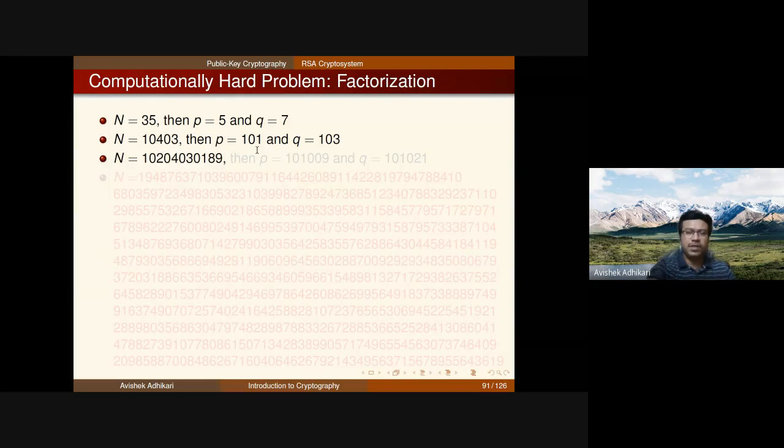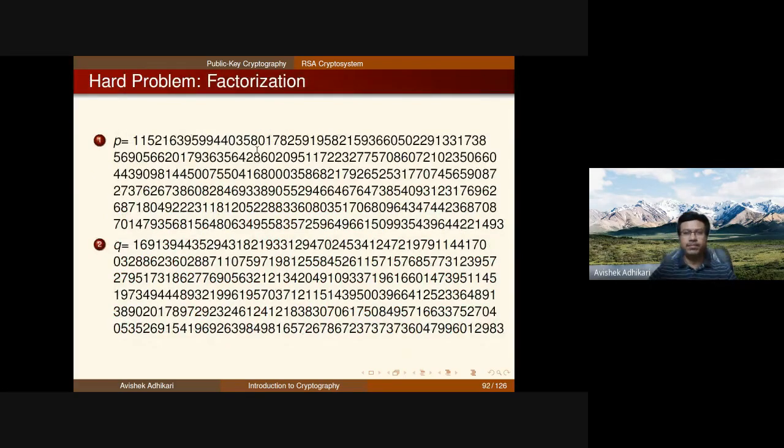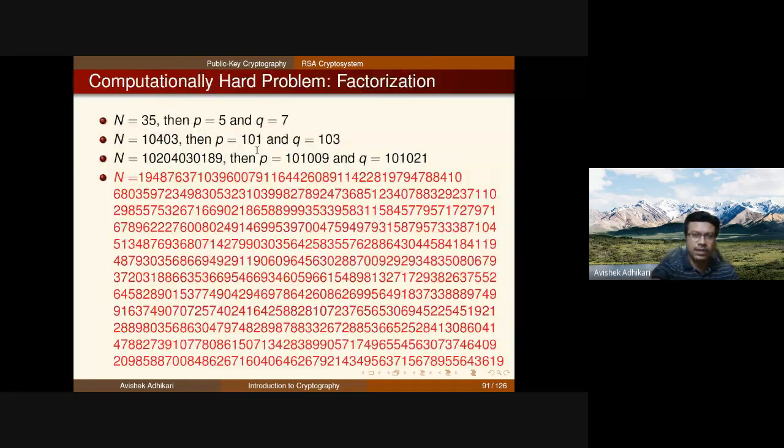If I give you this number, it may take some time, but you will say, okay, I'm not going to do it by hand, but instead I will write a program and that program will give you the result. But if I ask you to factor this number, then you will be a little stuck, right? It's quite a big number. But you will be surprised to know that this number is nothing but the product of two big primes, maybe 300 digits long each. If you multiply these two 300-digit primes P and Q, you will get this number.